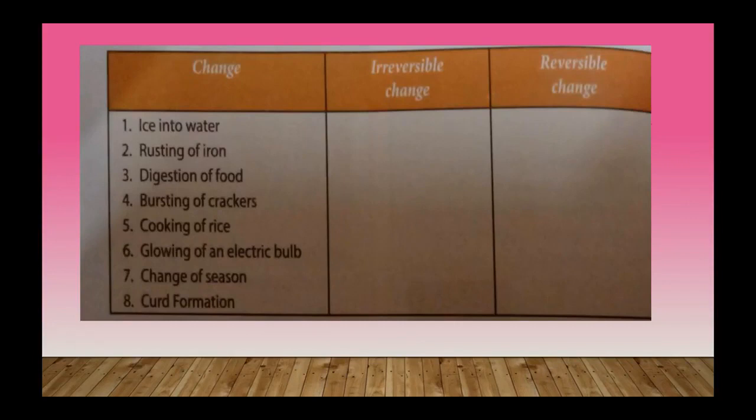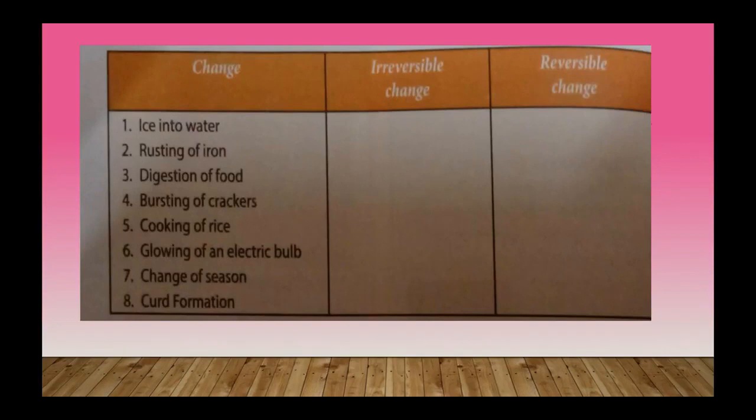Digestion of food is irreversible. Once the food is digested, we can't get the food back as it is. Bursting of crackers, irreversible. Once the cracker bursts, we can't get the original product. Cooking of rice, irreversible. We can't get the original rice grains. Glowing of an electric bulb is reversible. So the first one is reversible, second one is reversible, third one is irreversible, fourth one is irreversible. Cooking of rice is also irreversible. Glowing of an electric bulb is a reversible process.